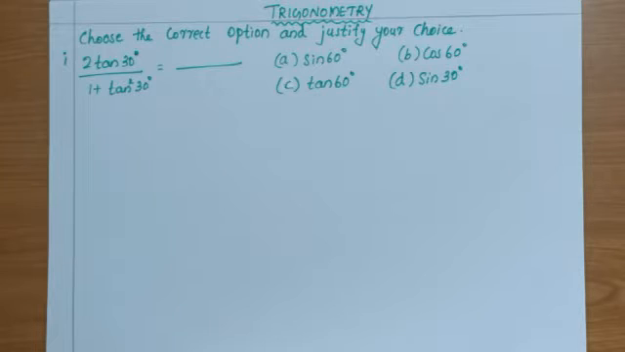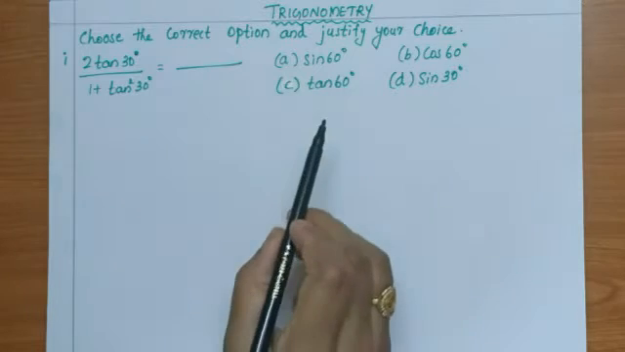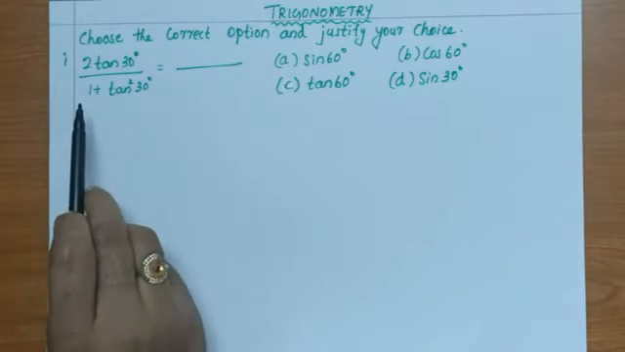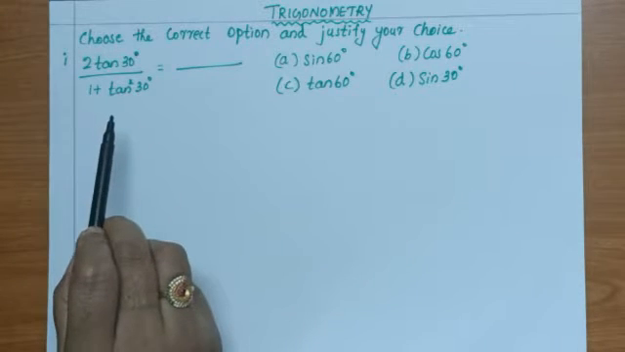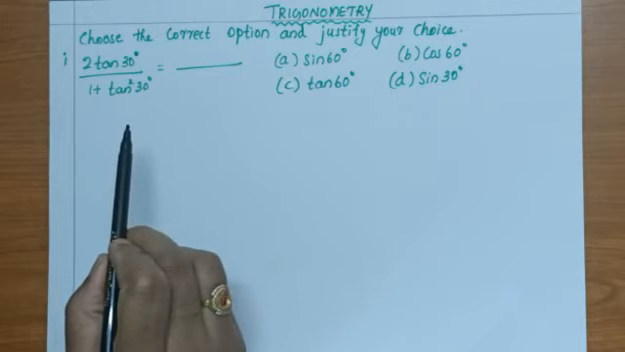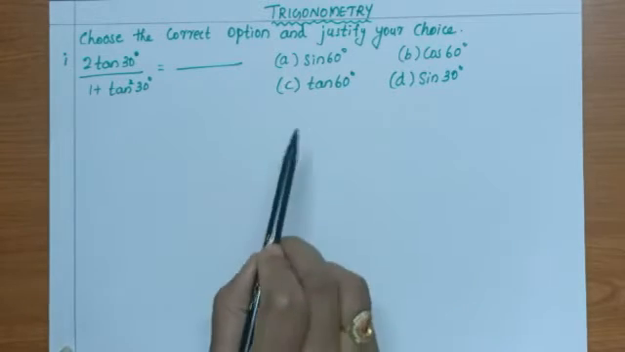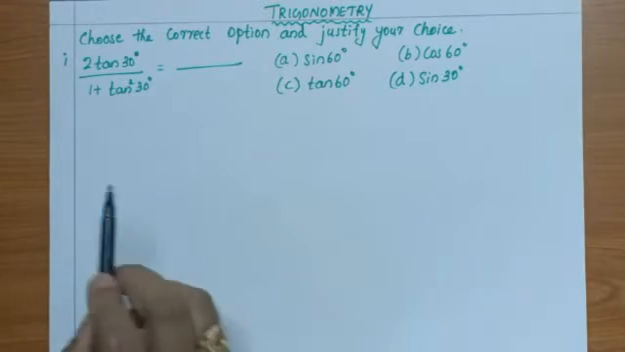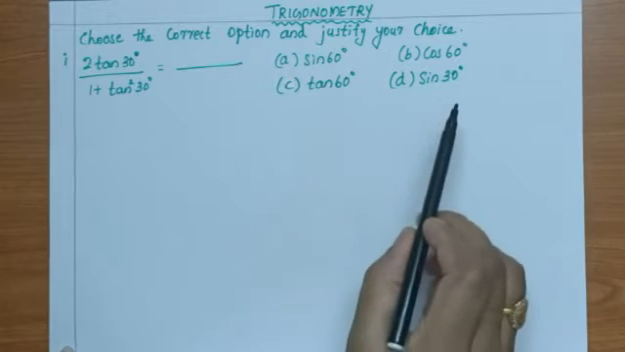It's me, Vinita. Today is a continuation of problems using trigonometric ratios of some specific angles. Here the question is: choose the correct option and justify your choice. Question number 1: 2 tan 30 degree divided by 1 plus tan square 30 degree equals dash. Here we have been given 4 options: sin 60 degree, cos 60 degree, tan 60 degree and sin 30 degree.